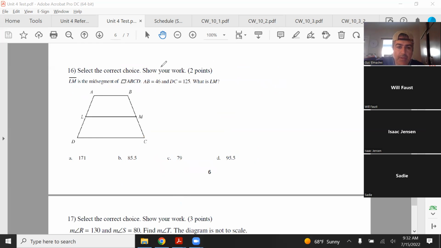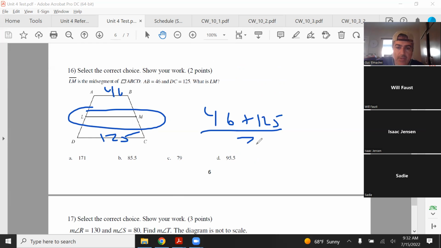Number 16 for the most part was fine. It's pretty straightforward. We learned about this recently. This is the mid-segment, the average of these two sides. 46, 125, add them up, divide by 2, and you get your answer. You get 171 over 2, you get 85.5. So you get P.